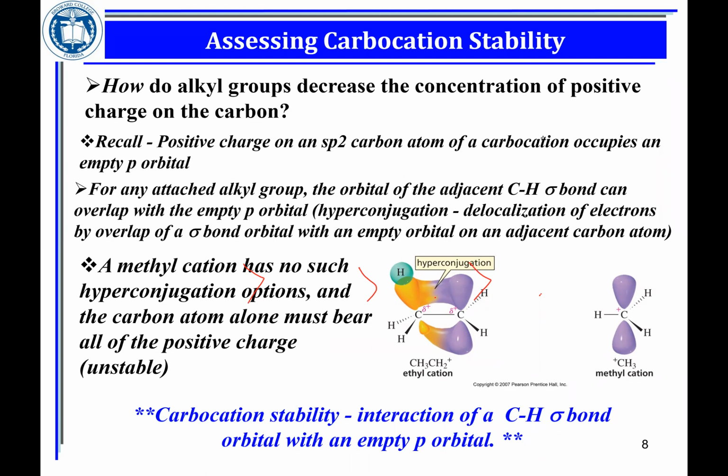So if you have a methyl carbocation, it's going to be the least stable because it doesn't have any other carbon bonded, and it's not going to get electrons from any other group. The more alkyl groups you have around the carbon that has the plus charge, the more stable that carbocation is going to be. And that's what makes the tertiary carbocation more stable than secondary and more stable than primary.